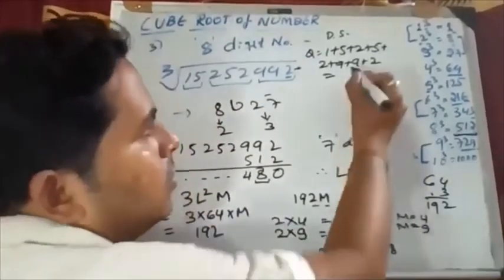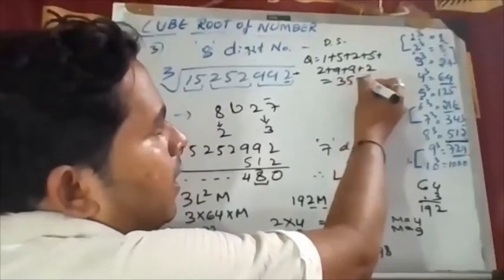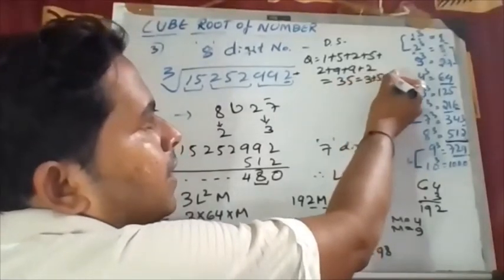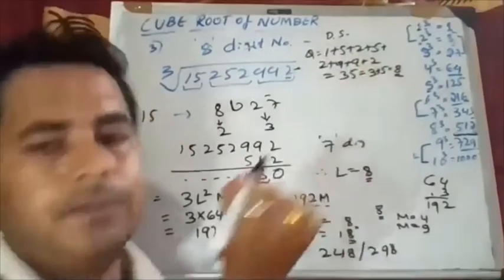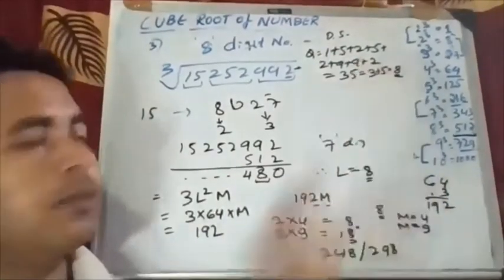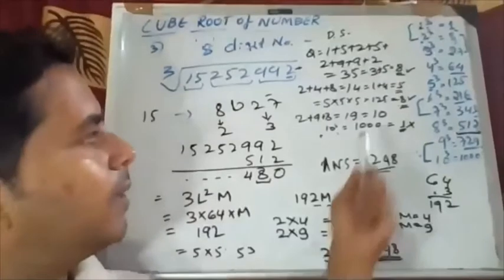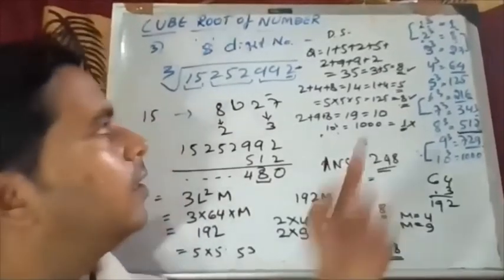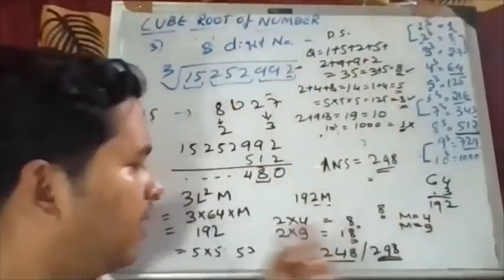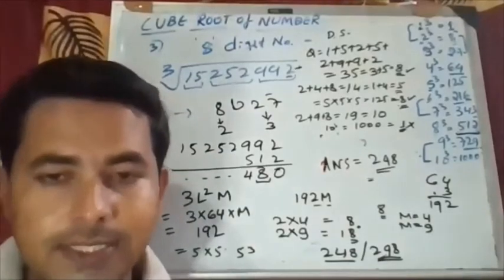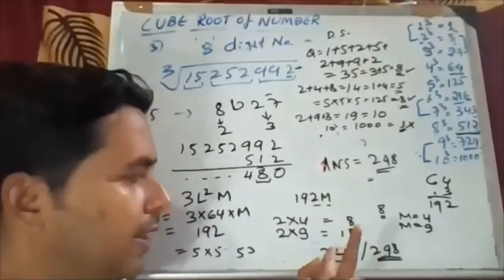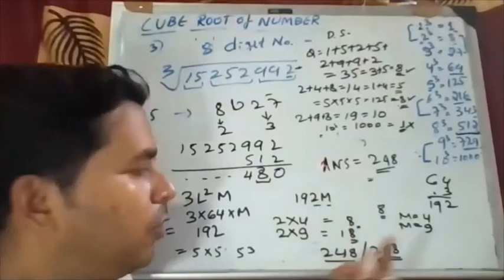35 आ गया. So if you add this 35, you will get 3 plus 5 is 8. You can check again. That is 35 only it comes. So your answer will come as 248. How we did? Find the digital sum again. क्योंकि why we have to do the digital sum? We got two options, that is 248 and 298.